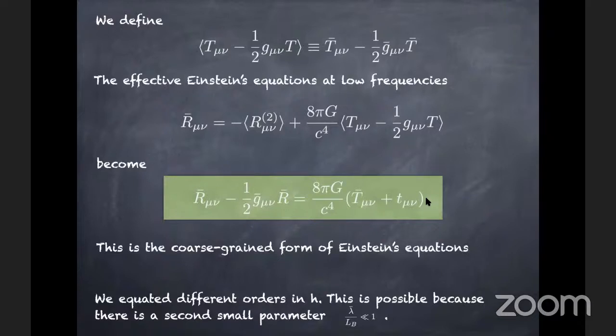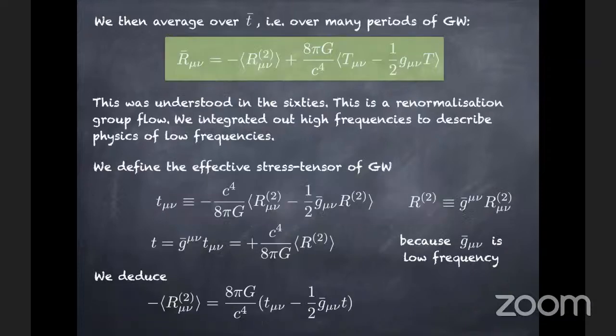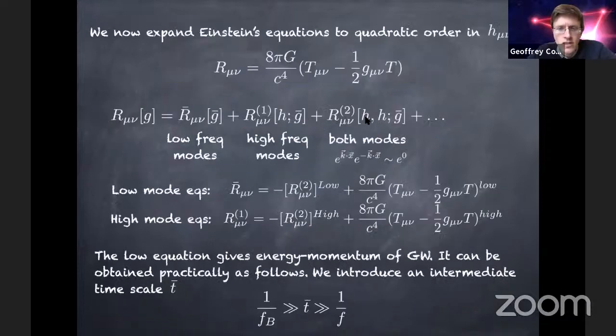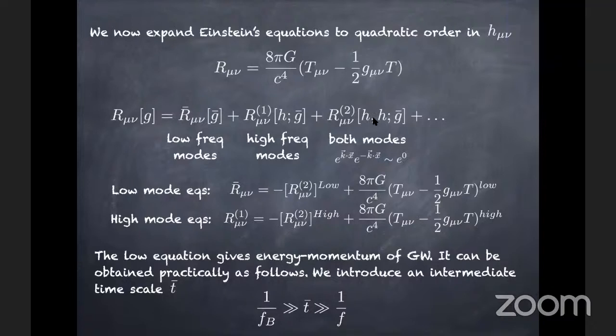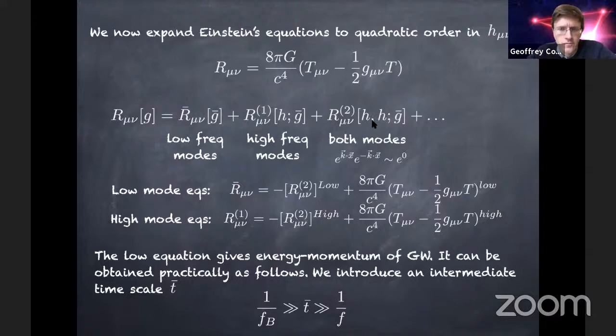I'm confused because if the gravitational wave has a stress energy tensor, I think it should relate to the perturbations, but I can't see it here. So the perturbation is H, right? Yes. So it's quadratic in H. Ah, okay. Yes, so it's quadratic in H. Okay, I see. Okay, thank you.